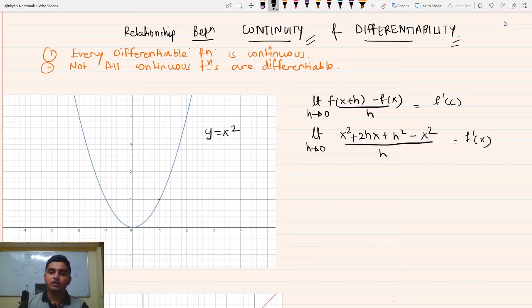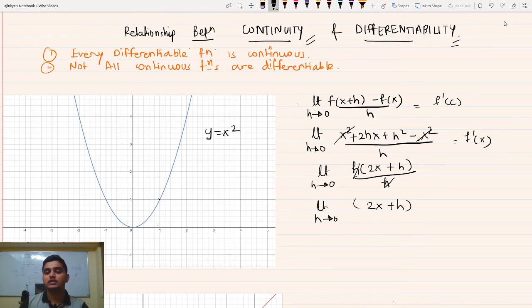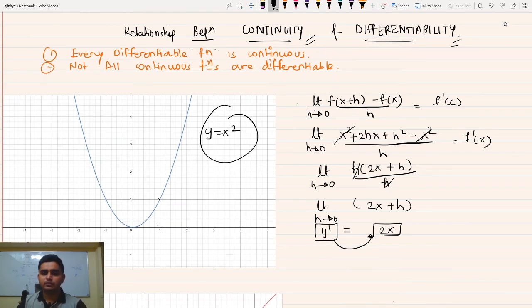And then we have x square and x square gets cancelled, and we have h in common, so limit h tends to 0, we have h in common, so we have 2x plus h in the numerator, everything divided by h at the denominator. So this h gets cancelled and we have 2x plus h, and limit h tends to 0, and this function will be 2x. So we know that y dash, or the derivative of x square, is 2x.